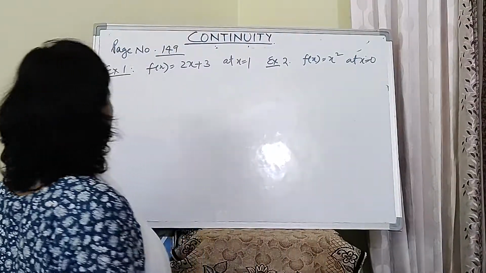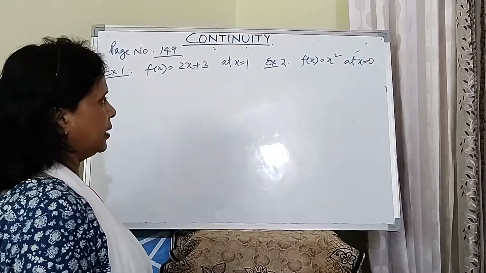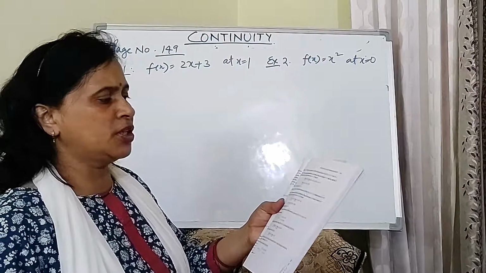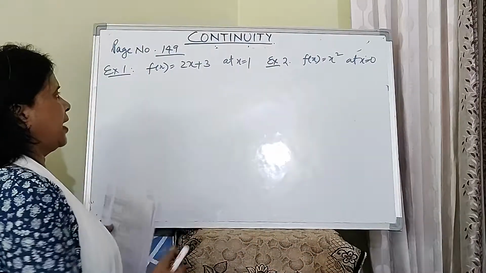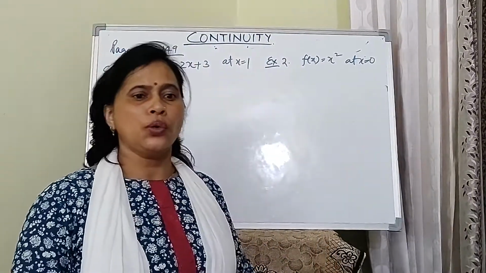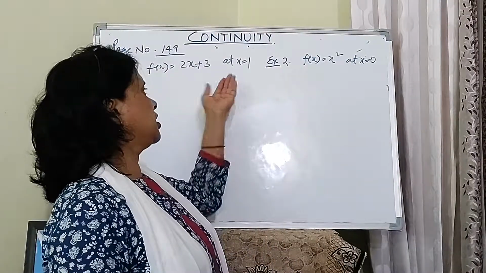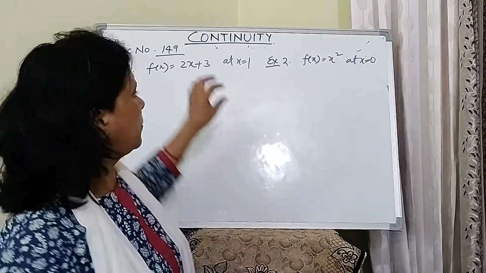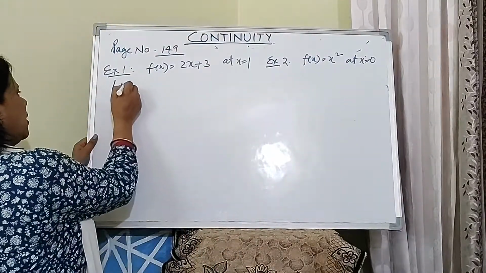The example is: if f(x) is equal to 2x plus 3 at x is equal to 1, check the continuity of this function. Children, you know what you have to do. You have to check the three conditions because this is point continuity. What conditions? The limit of the function.